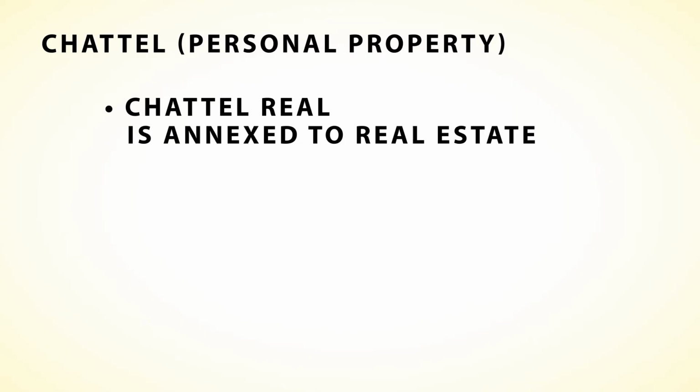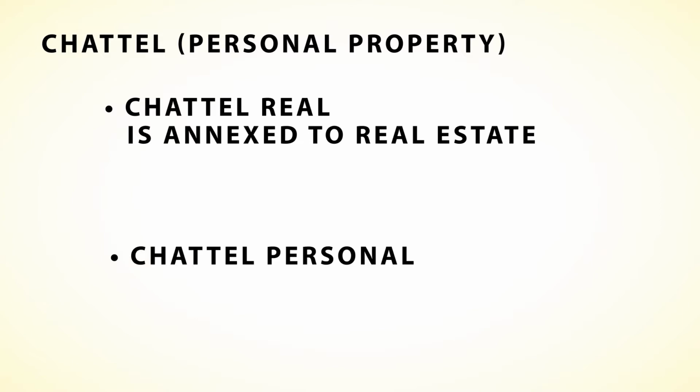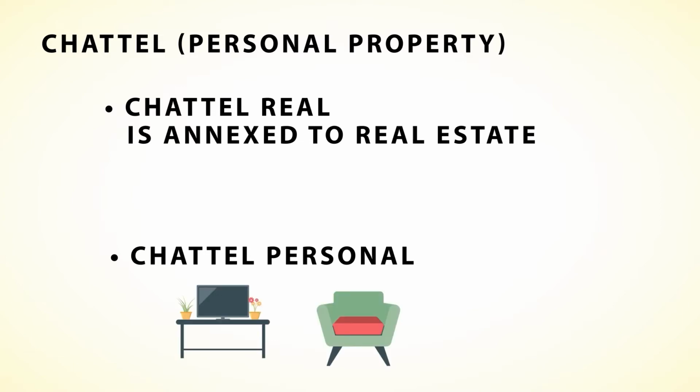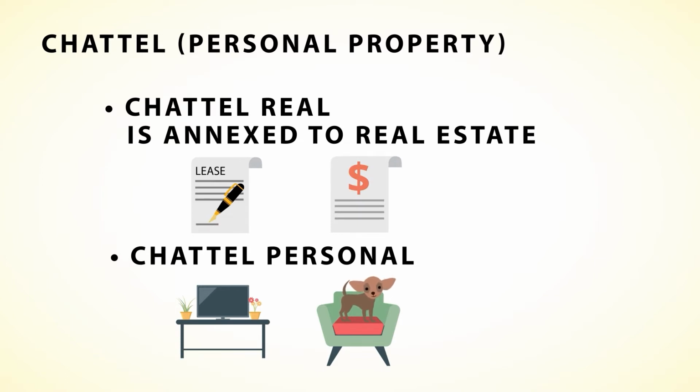Chattel real is annexed to real estate, whereas chattel personal is an item of movable personal property, such as furniture or domestic animals. A lease is an example of a chattel real, which is personal property. A mortgage on a house is personal property belonging to the lending institution. It is a written document that is not attached to the land. It is a chattel real that can be sold by a lender to another lender as personal property.